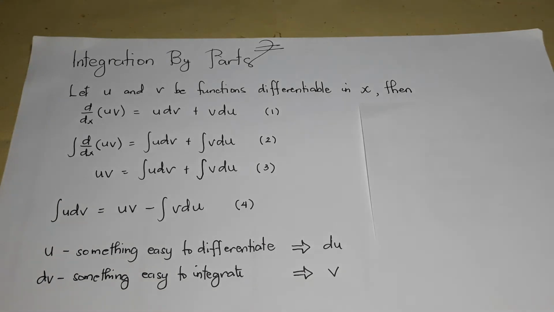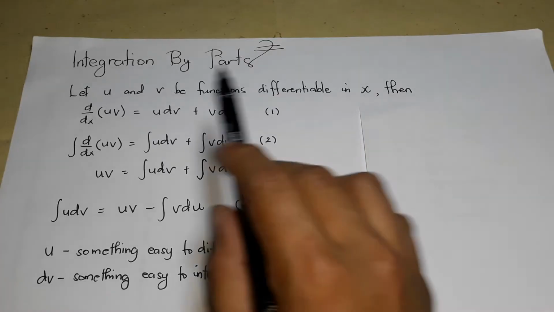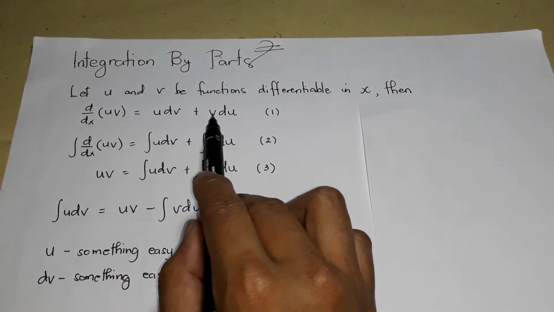One of the most widely used techniques of integration is integration by parts. This technique is taken from the formula for the derivative of two functions. Say, if we let u and v be functions differentiable in x, then the derivative of uv with respect to x is equal to u dv plus v du.